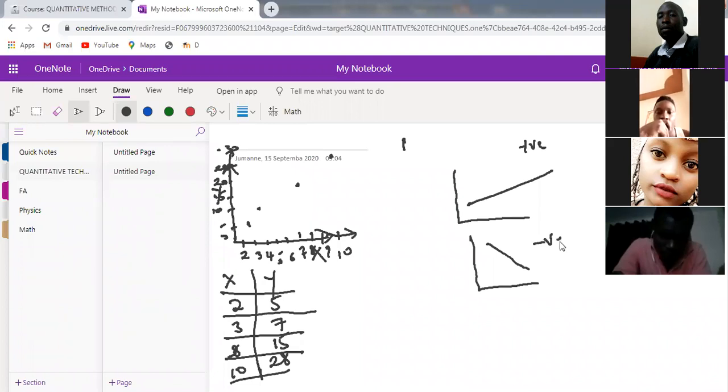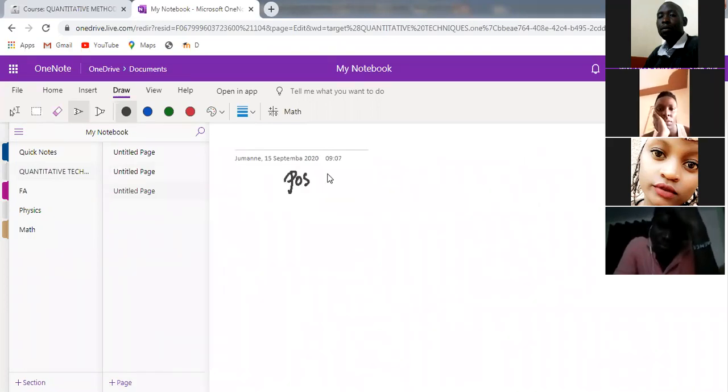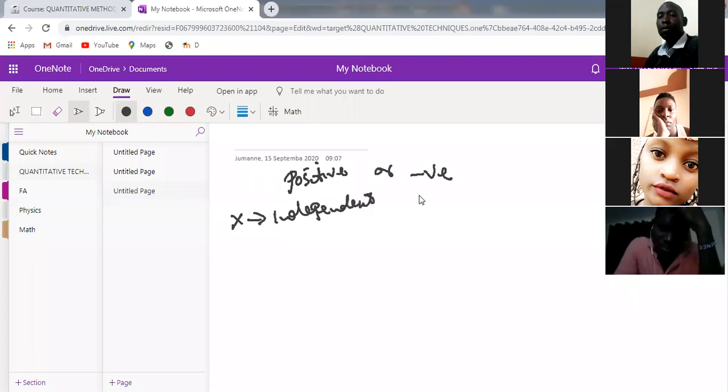So when it comes to correlation, I want to go back a bit and maybe talk about the types of correlation so that we can move to the scatter diagram. That correlation, we said, can either be positive or negative. A positive correlation is where the X values, which is actually the independent, and the Y value, which is actually the dependent, move in the same direction.